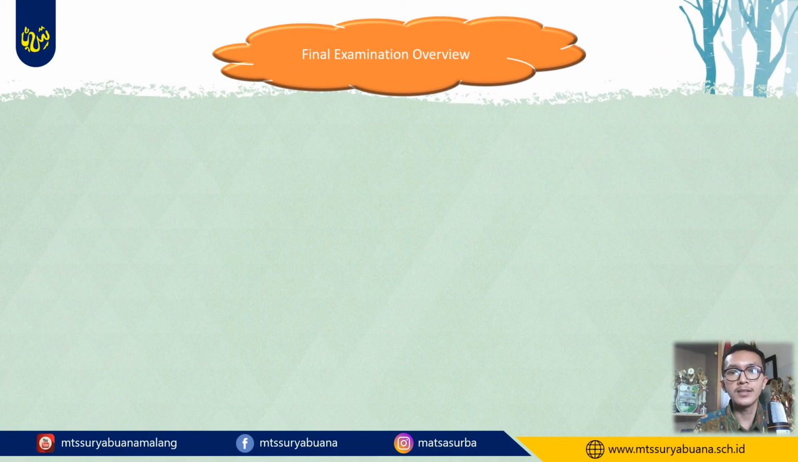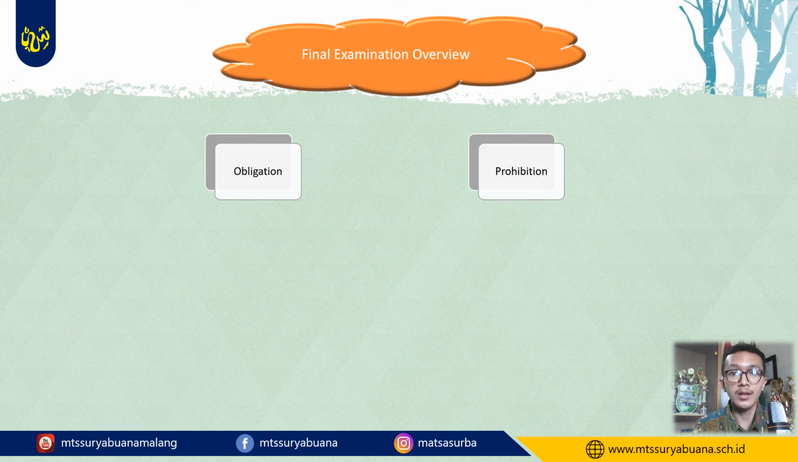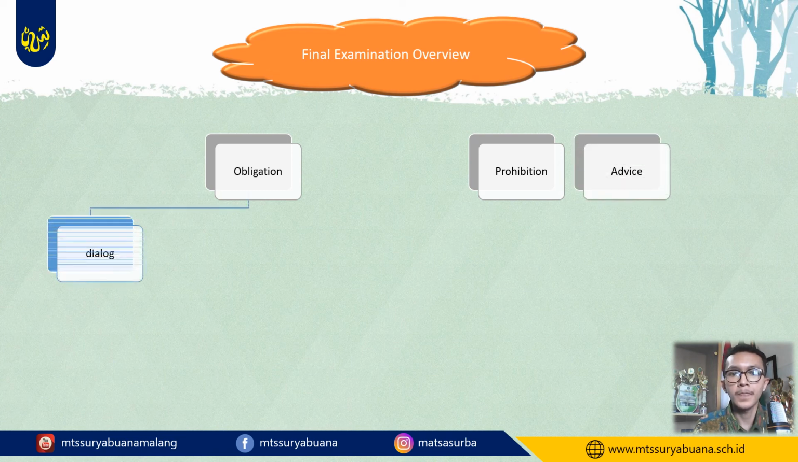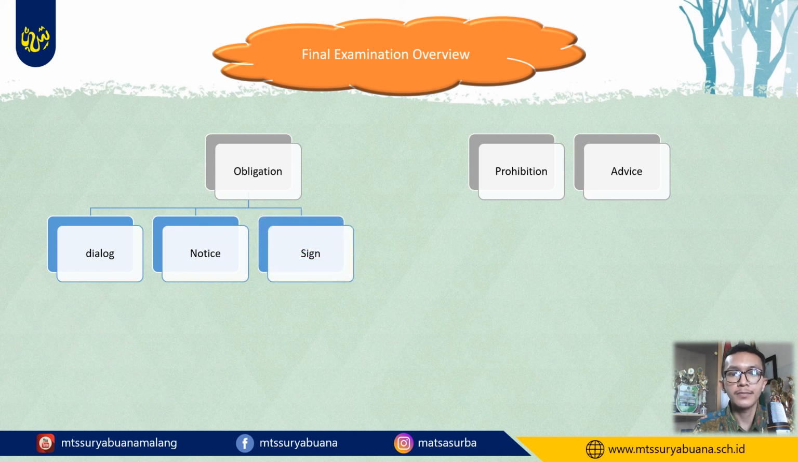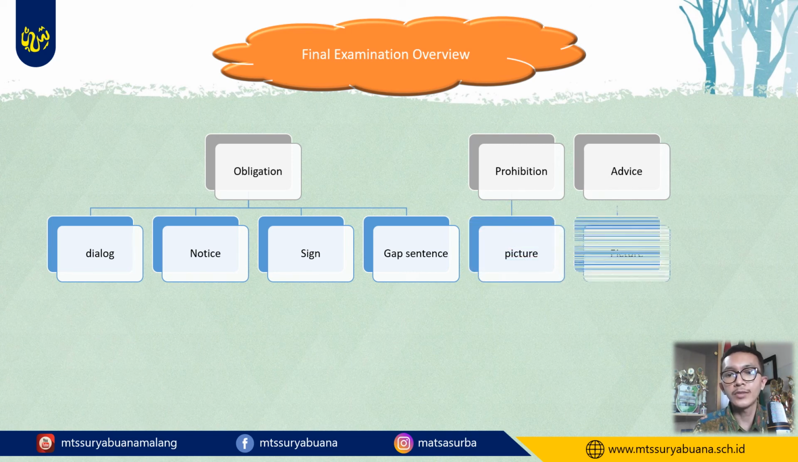Okay, next. This is still about the final examination overview. The materials are obligation, prohibition, and advice. The questions are in the form of dialogue, notice, sign, and gap sentence. How about prohibition and advice? The questions are in the form of pictures.